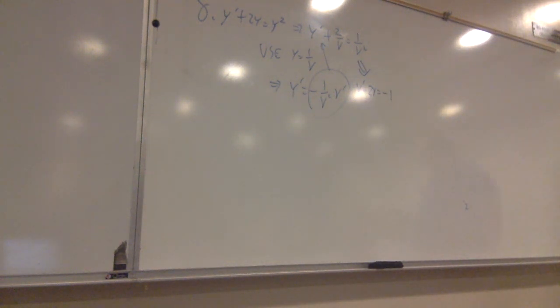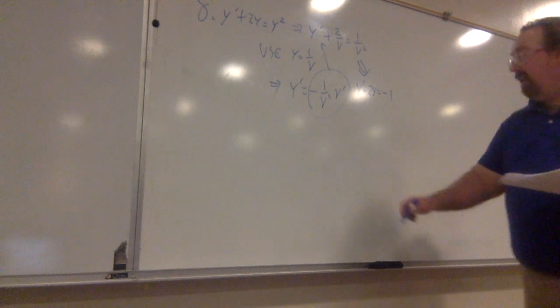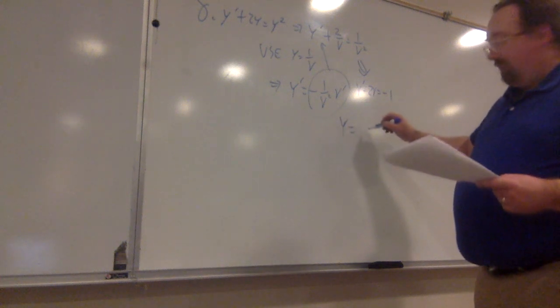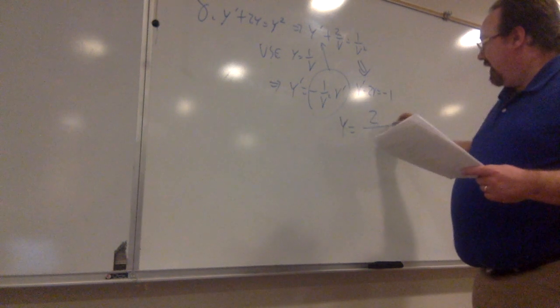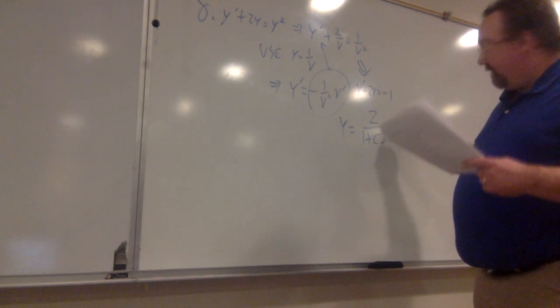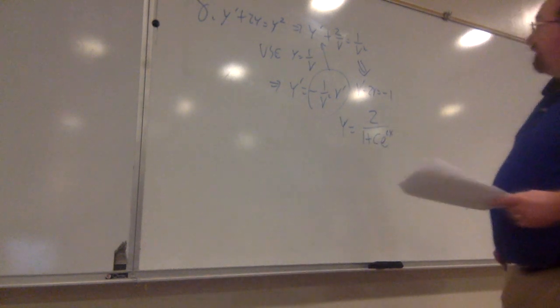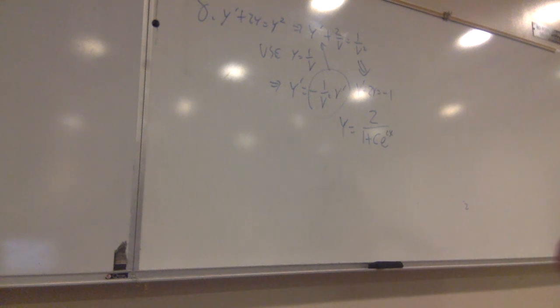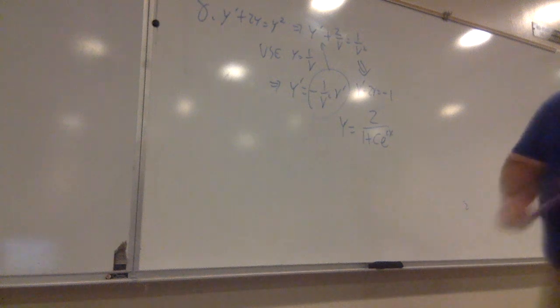As I mentioned in the problem, when you make a substitution and get a new equation, it's a linear equation. So you could use the usual approach of an integrating factor and so forth to work that out. If you want to try your hand at it and see if you can get it, the final answer is supposed to be 2 over 1 plus a constant times e to the 2x, once you put everything back in terms of y. Okay.